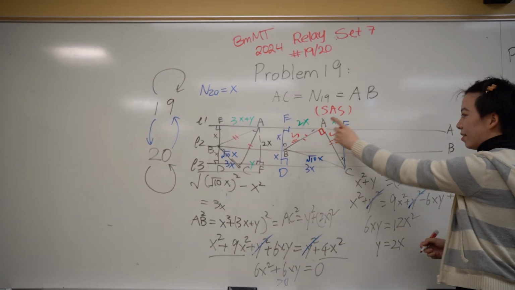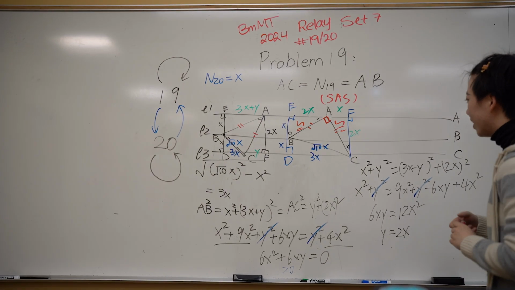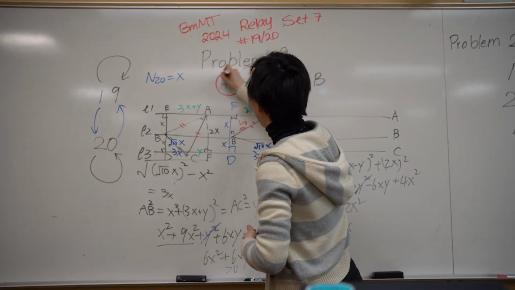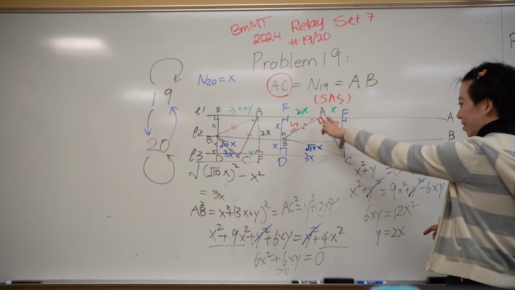Okay, so this is a right angle. All right, what is this problem asking? This problem is asking us to find AC. So AC is this line segment.